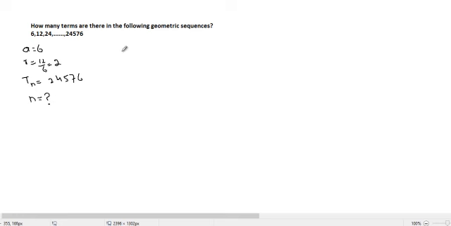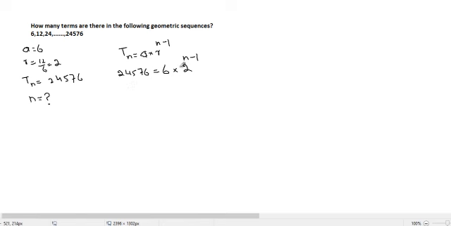So we'll apply the formula here. Tn equals a r raised to power n minus 1. This is the formula for a geometric sequence. The last term given is 2, 4, 5, 7, 6 equals a, the first term, which is 6, r, the common ratio, which is 2 in this case, raised to power n minus 1.